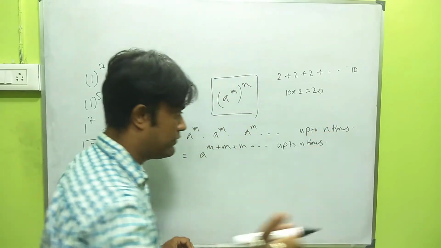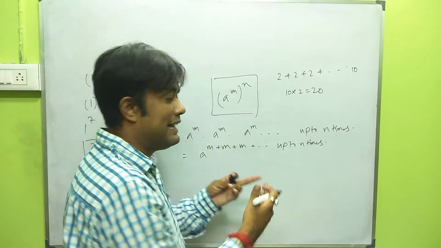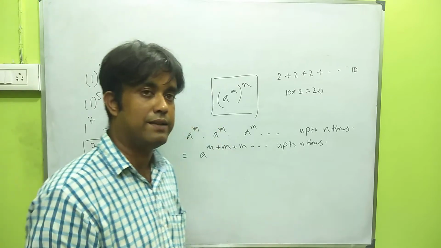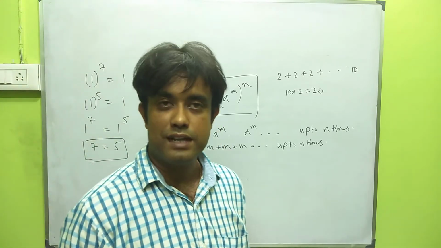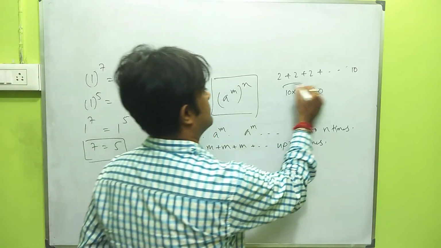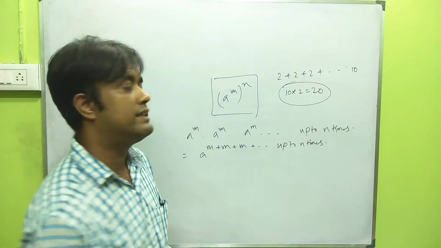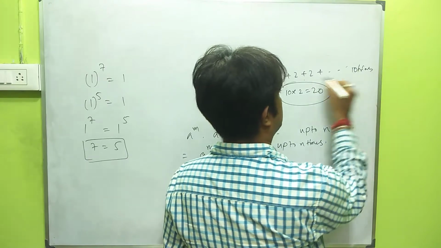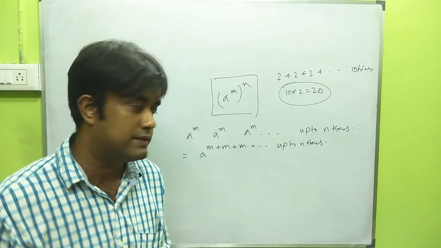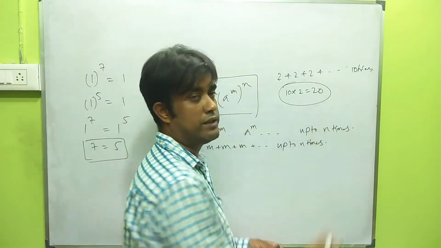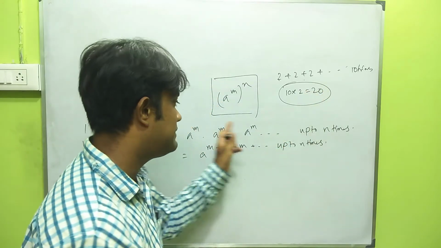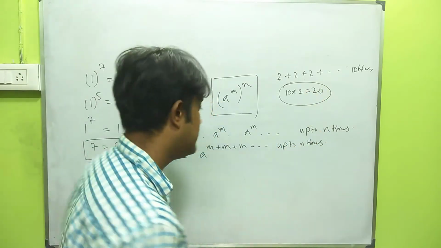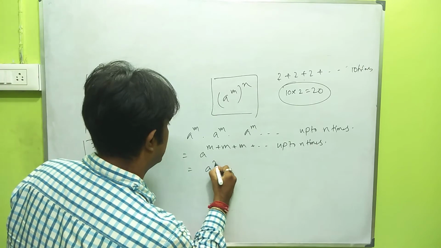And it is very obvious that if m is added n times, then your result will be nm, as we got the idea from this 2 plus 2 plus 2 up to 10 times. If 2 is added 10 times, then it will be 10 into 2, 20. Like this, if m is added n times, what will be? a to the power nm.